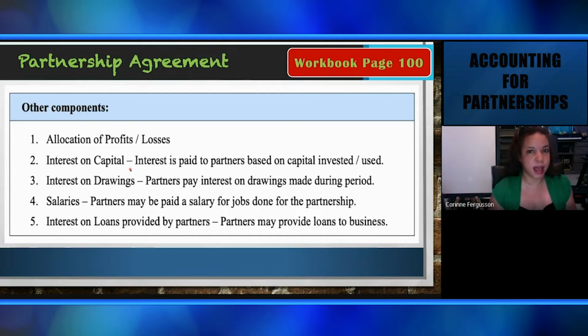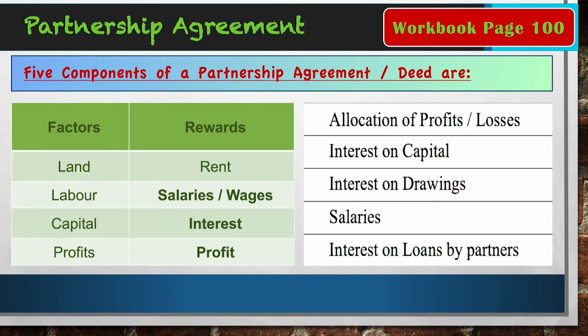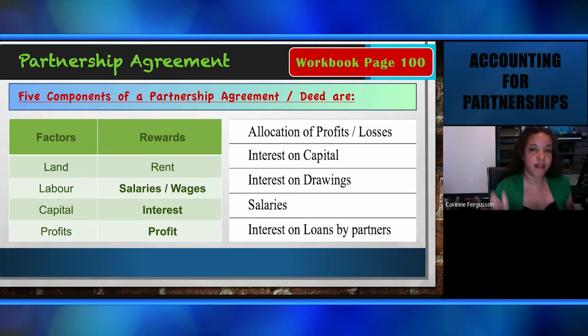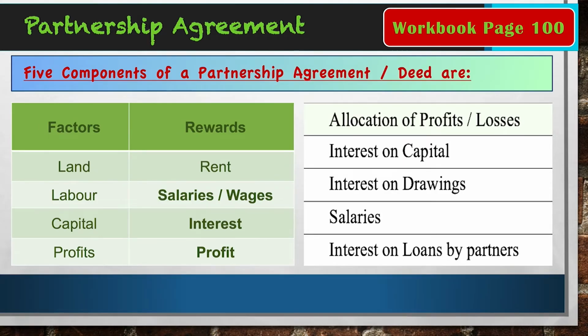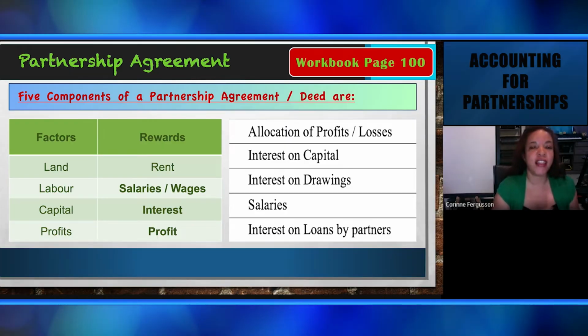In business and econ, you would have done the 4 factors of production, which is land, labor, capital, and entrepreneurship or enterprise. When you did those, you would have also done the rewards. So the reward of letting people use your land would be rent. And the reward for providing labor would be wages and salary. The reward for capital, interest, exactly, beautiful. And then the reward for entrepreneur or enterprise would be profits.